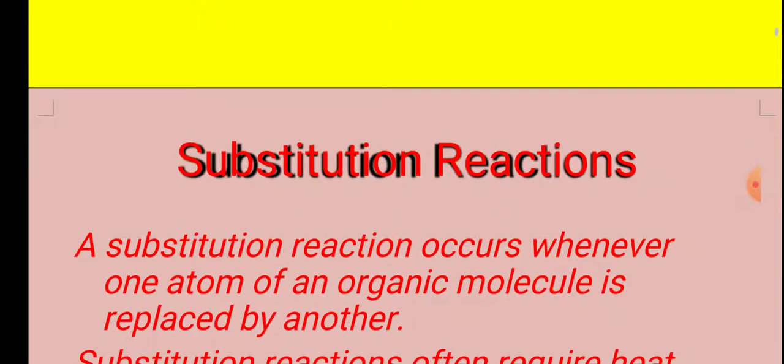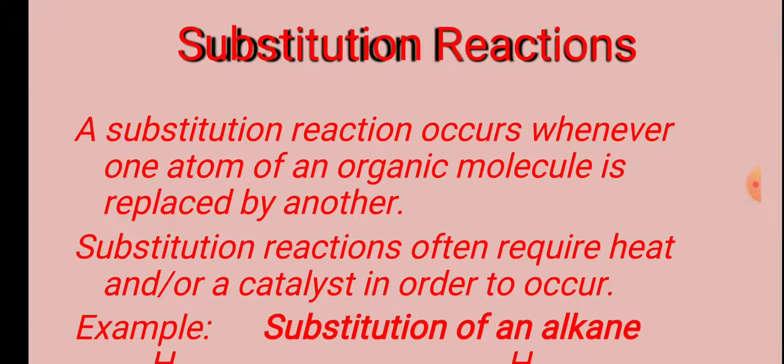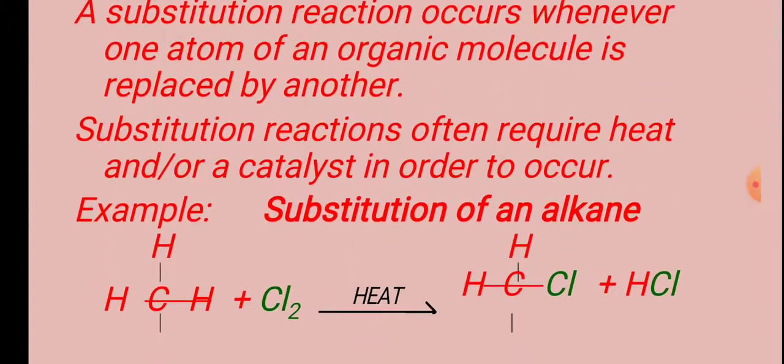So first we will discuss the substitution reaction. I have already told you, by giving the example of cricket fielding, that the substitution reaction occurs whenever one atom of an organic molecule is replaced by another atom. This type of reaction often requires some reagent and some catalyst to make it faster.